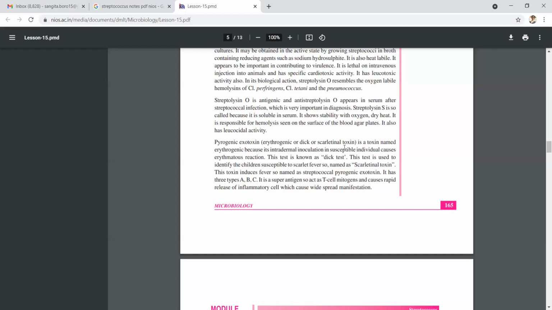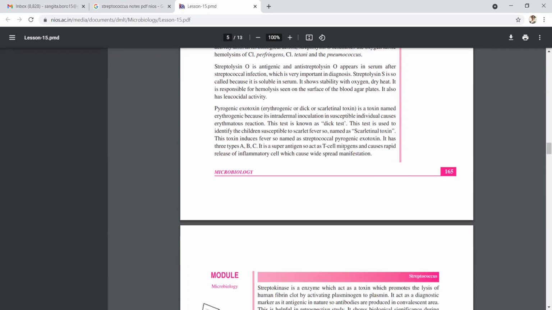This test is known as the Dick test. This test is used to identify the children who are susceptible to scarlet fever. This name scarlet fever is because of a toxin which is called scarlatinal toxin. This toxin induces fever, and is named streptococcal pyrogenic exotoxin. It has three types, A, B, and C. It is a superantigen, so it can act as a T cell mitogen and causes rapid release of inflammatory cells, which cause widespread manifestation.